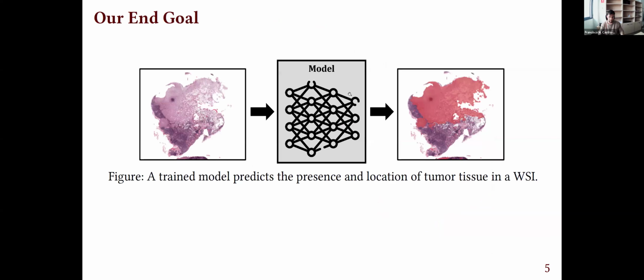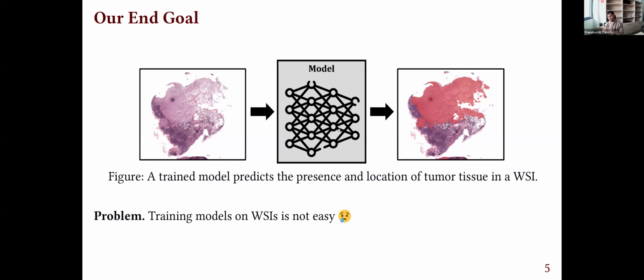So what is going to be our goal for today? It's going to be to train a model that is able to detect the presence and the location of tumor tissue in a whole slide image. We would like to feed a whole slide image into the model, and the model ideally would give us something like what is shown in this slide. The model will tell us where the tumorous tissue is.